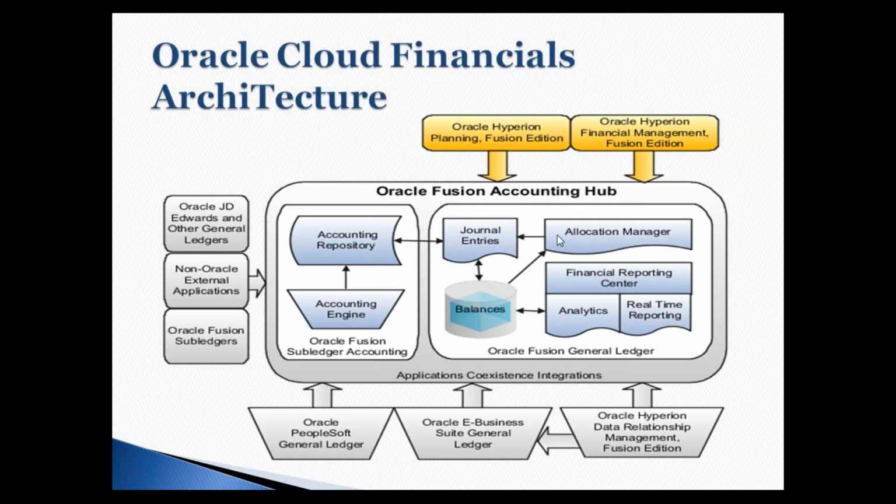And Allocations Manager, this is a different concept. We can deal with these allocations later on. Just leave for now what this Allocation Manager is. So this is an architecture. Now what are these two boxes? Apart from these Oracle Fusion subledgers, if an organization is using any other modules, I mean outside software, even those software can be integrated to Oracle. Okay, this is how it works.